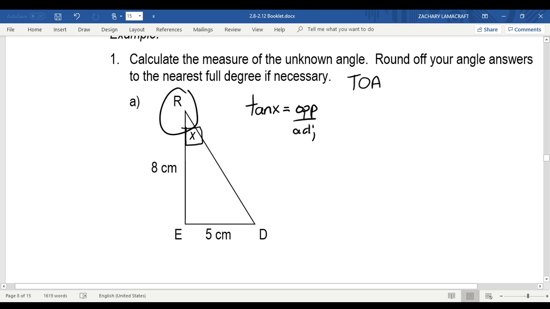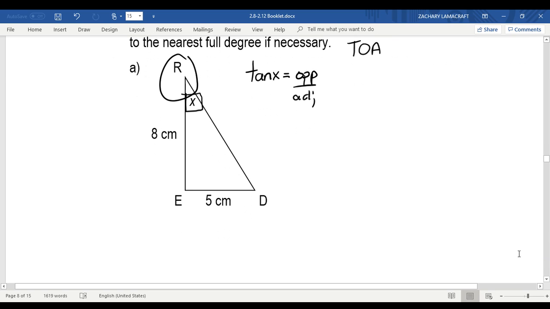So then we can begin to fill in some of our blanks. What is our opposite side in this scenario? 5, right? Because it is opposite of the angle in question. And what's our adjacent side? 8, because it's right beside it. It's not the hypotenuse, and it's right beside it, so therefore it is our adjacent side. So when we rewrite this, it would be tan X is equal to 5 over 8, okay?